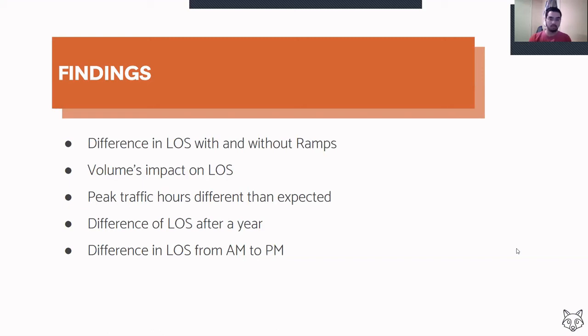And speaking of peak hours, we found that the peak hours are not exactly the same as common sense would dictate. Also, we found that the difference in LOS on roads after only 1 year does not change much, with only a small percentage of the roads declining in LOS. And lastly, that there is a difference in the LOS in the AM section versus the LOS in the PM section. Most of the time, the PM sections have more traffic in them, so the LOS tends to be worse.